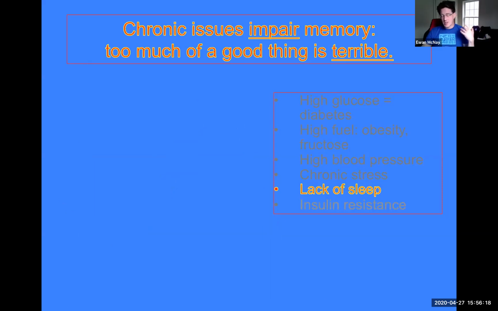Lack of sleep, as I mentioned in particular, there's a whole story about the importance of sleep, but one thing in particular is really clear, that you need to clear out that waste protein. You need to clear out beta amyloid from the brain. That happens much better while you are sleeping.